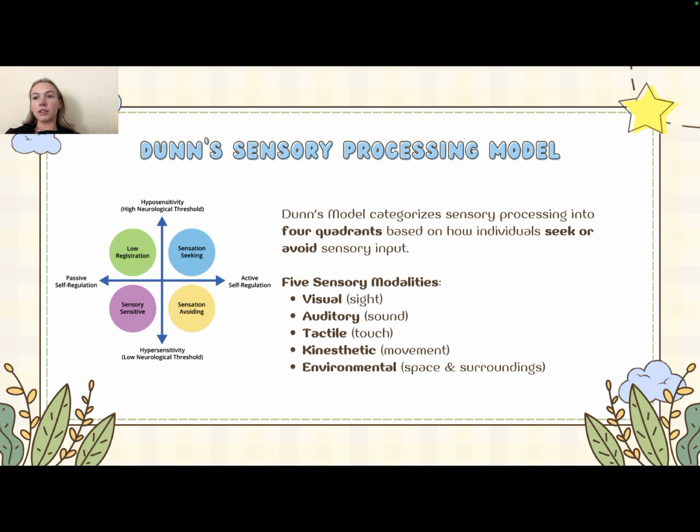To better visualize what sensory processing is and how it affects different people, I'm going to be using the Dunn sensory processing model. It puts everyone into 4 quadrants based on how they seek or avoid sensory input. The 5 sensory modalities it looks at are visual, auditory, tactile, kinesthetic, and environmental.